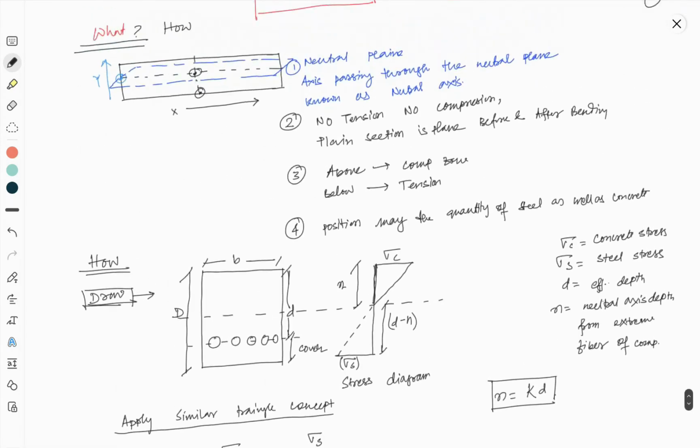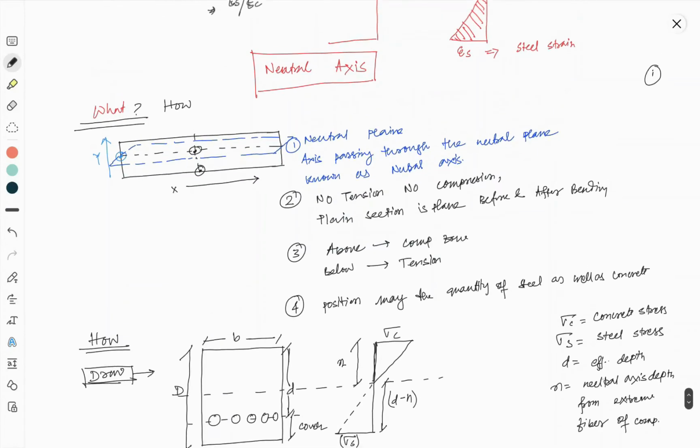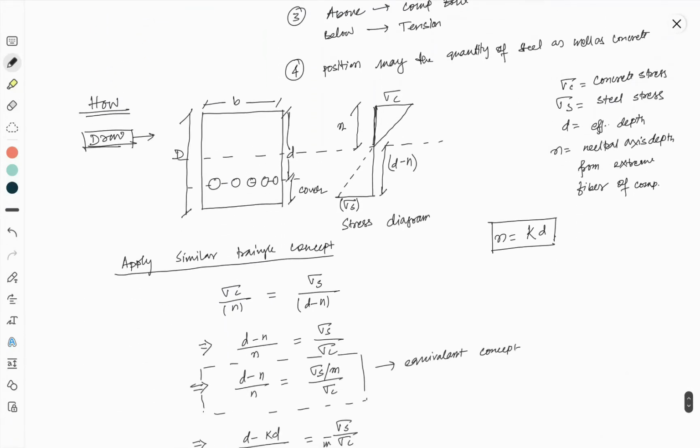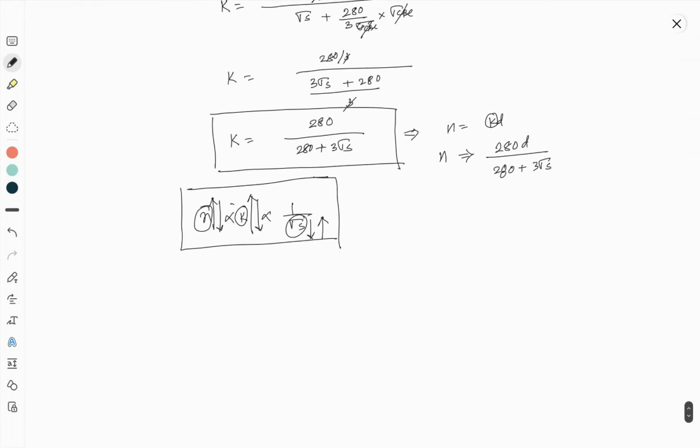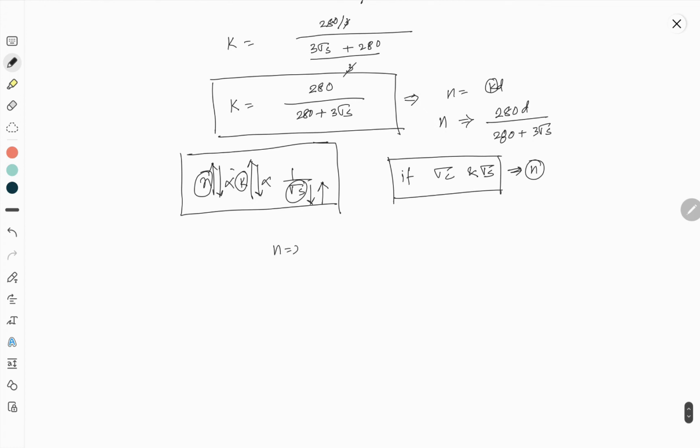So in this video, we found the neutral axis if sigma c and sigma s are known. Then we found the value of n. In the next video, we'll find the value of n if area of steel and area of concrete are known.